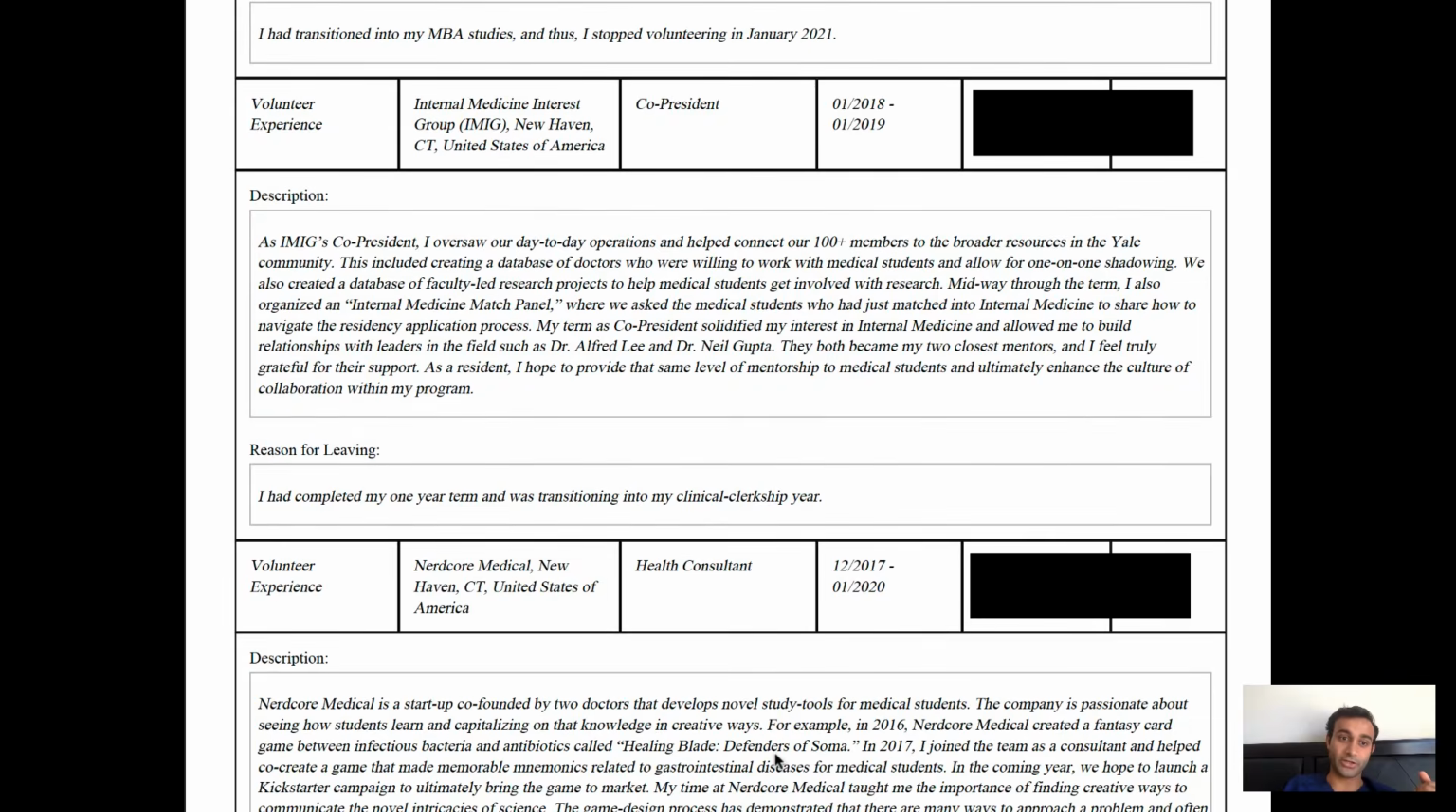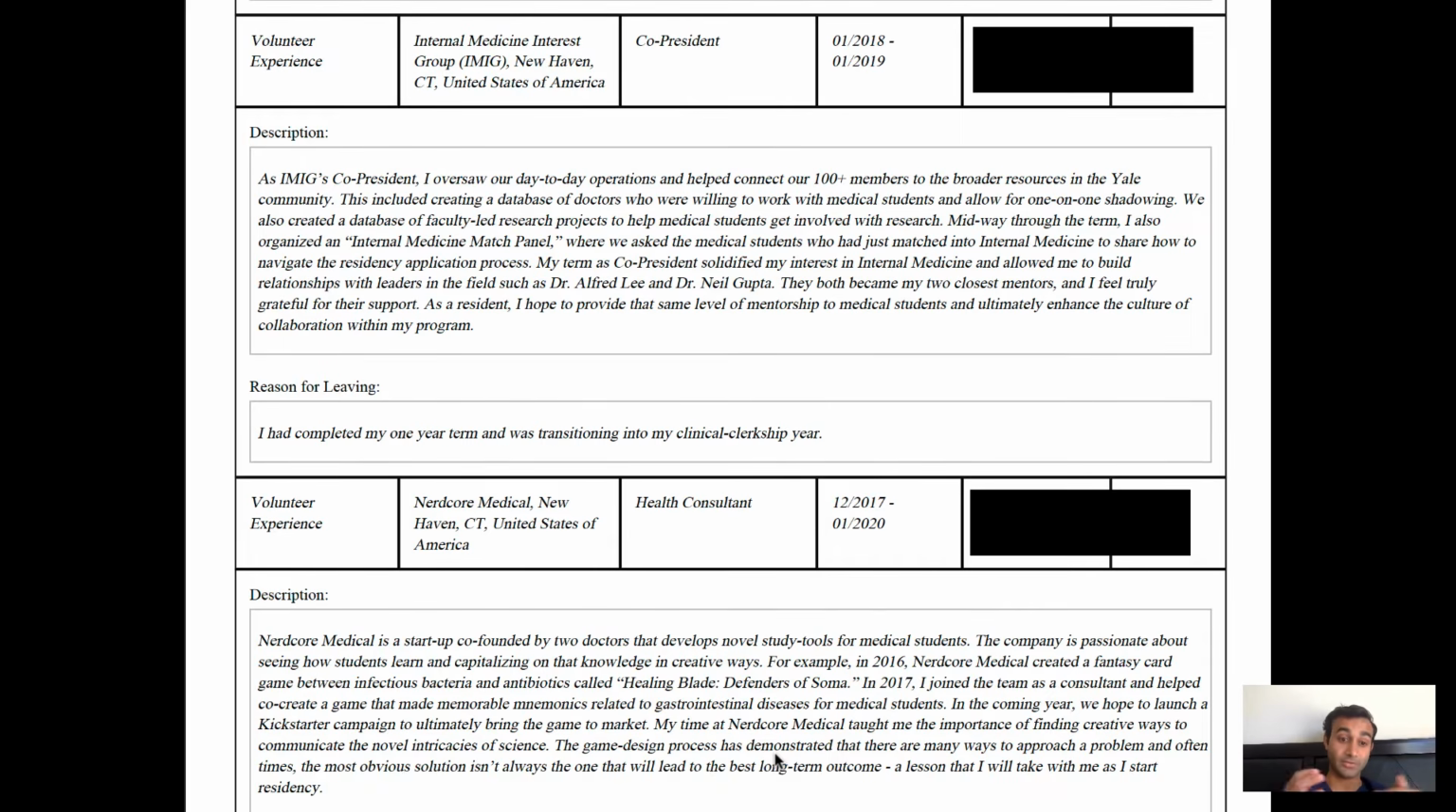And then under volunteer experiences, I also included a few of the clubs that I was involved in while I was at Yale, including interest groups. Interest groups are things that you do because you're interested in the specialty. And particularly, for example, if you're doing neurosurgery, you might get involved in the neurosurgery interest group. If you're interested in internal medicine, you might get interested in the internal medicine interest group. So you can mention here what you did in that interest group, the types of events that you held, and then ultimately, again, what you're hoping this will contribute to you as a future resident.